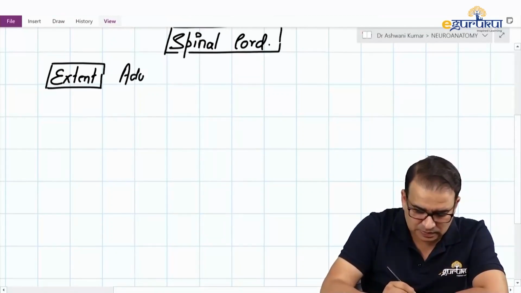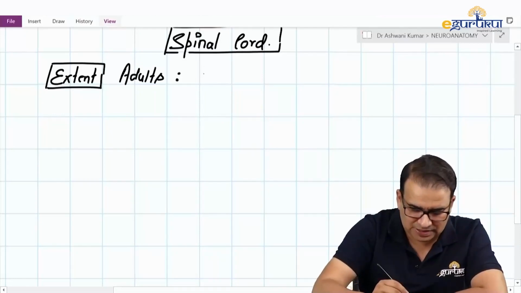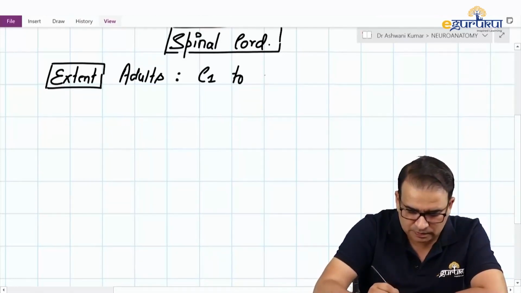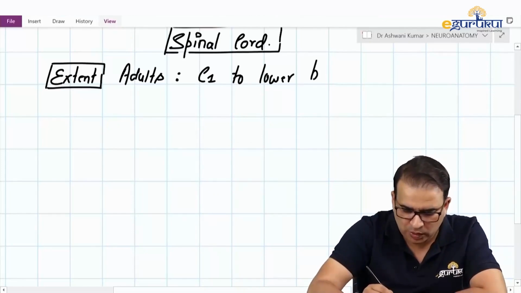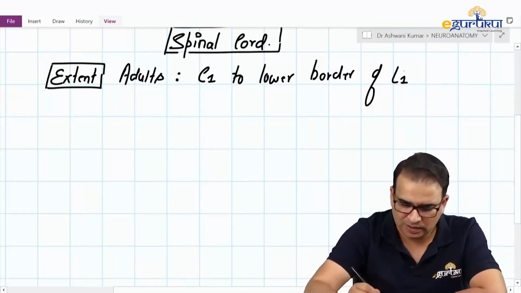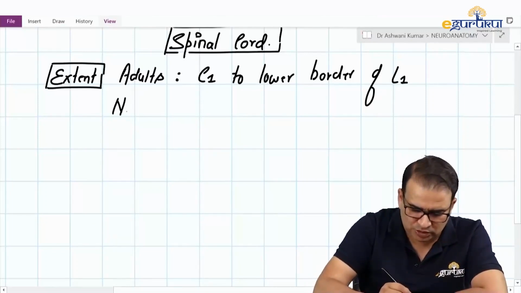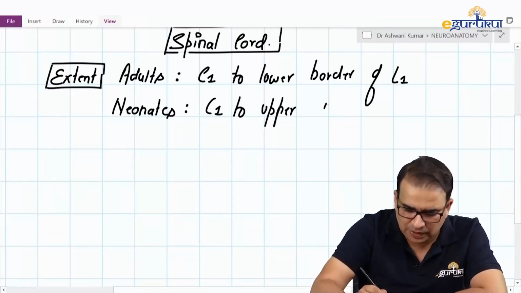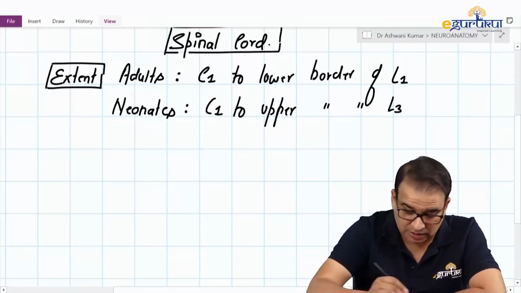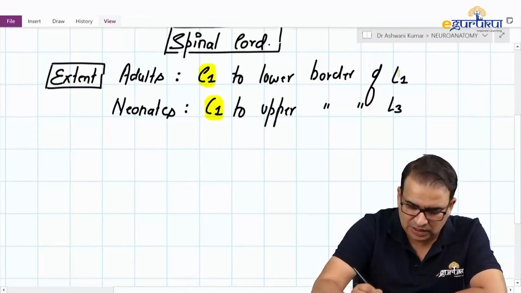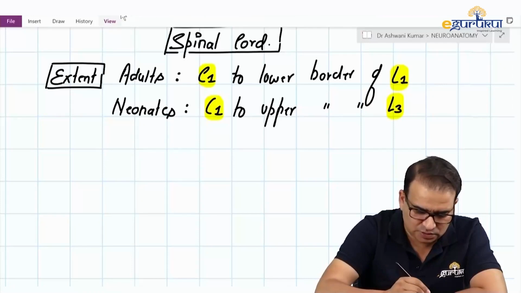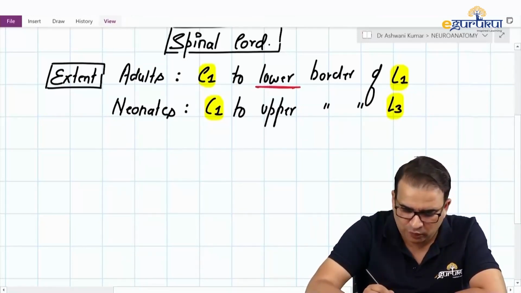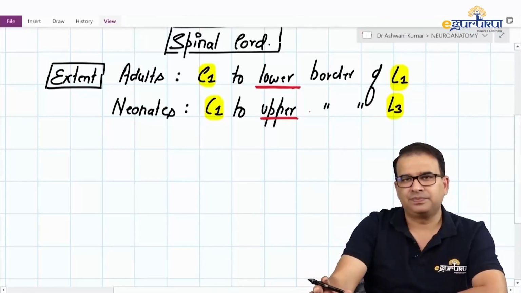So in adults, the spinal cord extends from C1 to the lower border of L1. Whereas in newborns or neonates, the spinal cord extends from C1 to the upper border of L3. So remember, it is C1, that is L1, this is L3, and just be precise about it, that is the lower border of L1 in adults and this is the upper border of L3 in neonates.